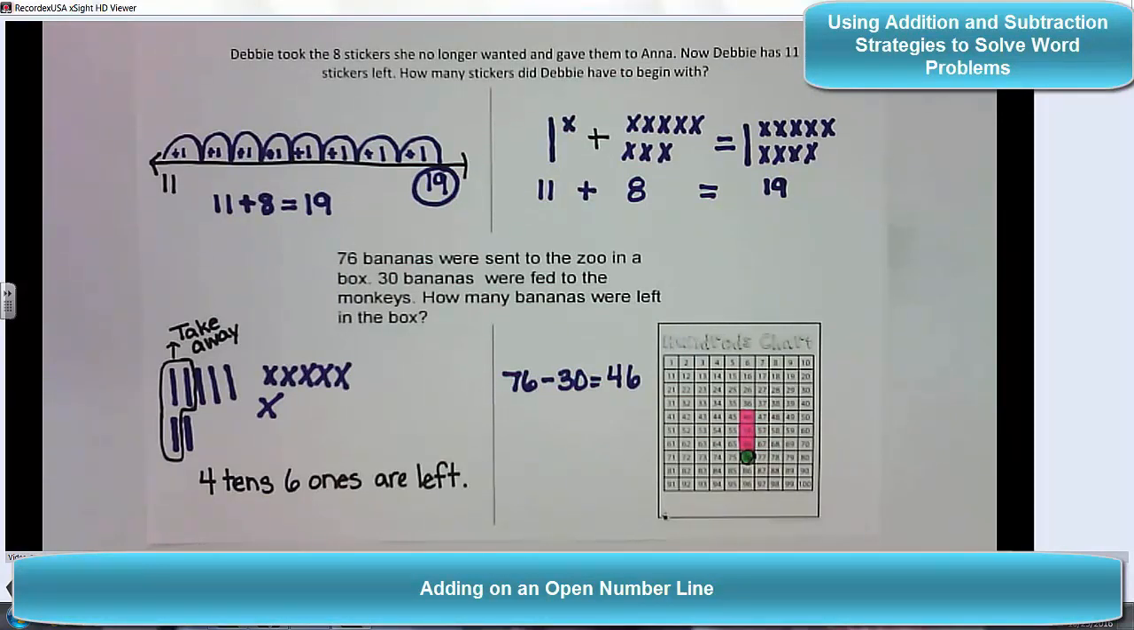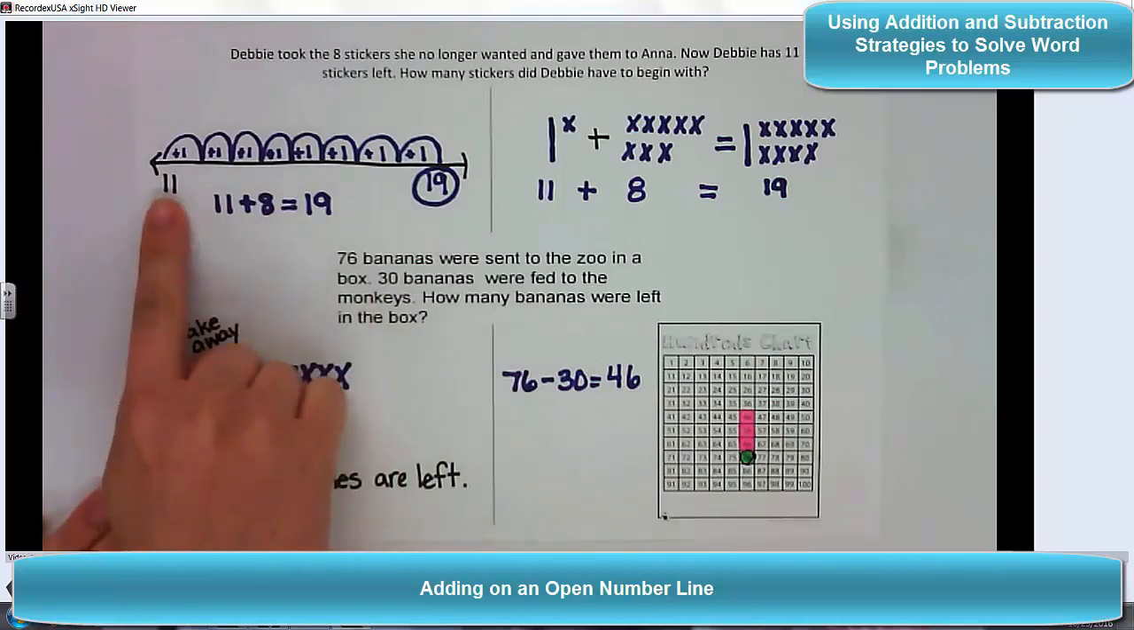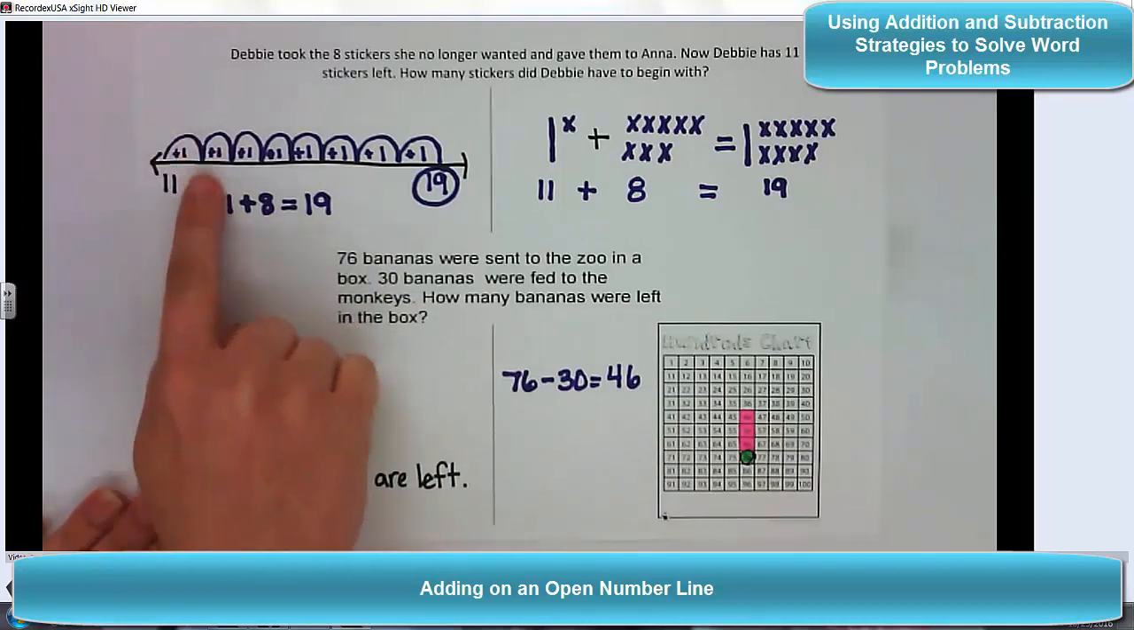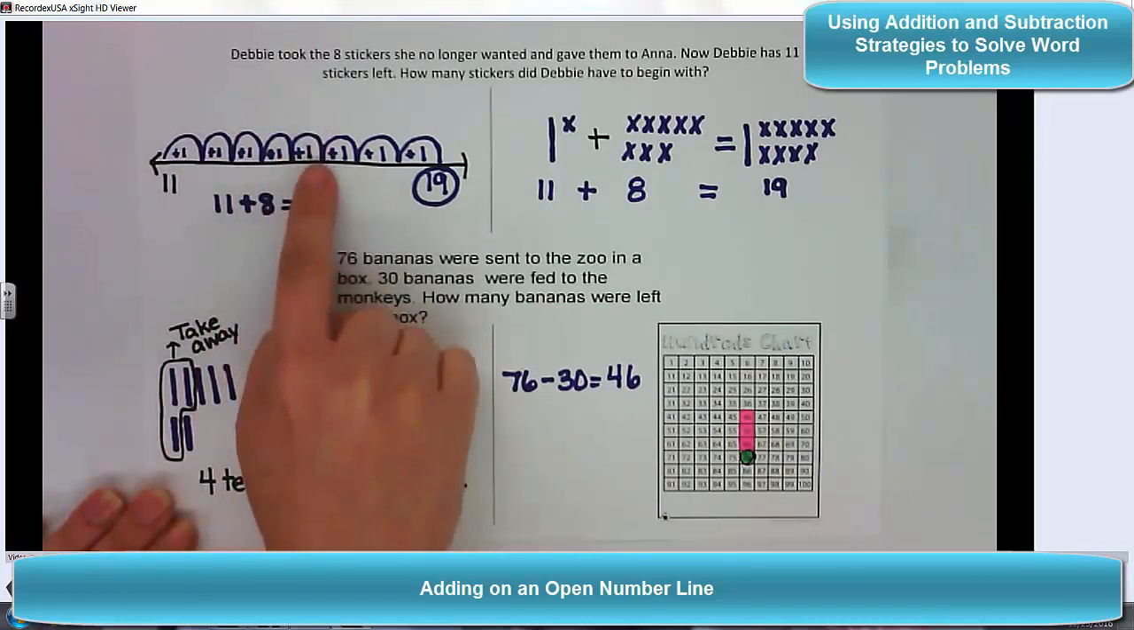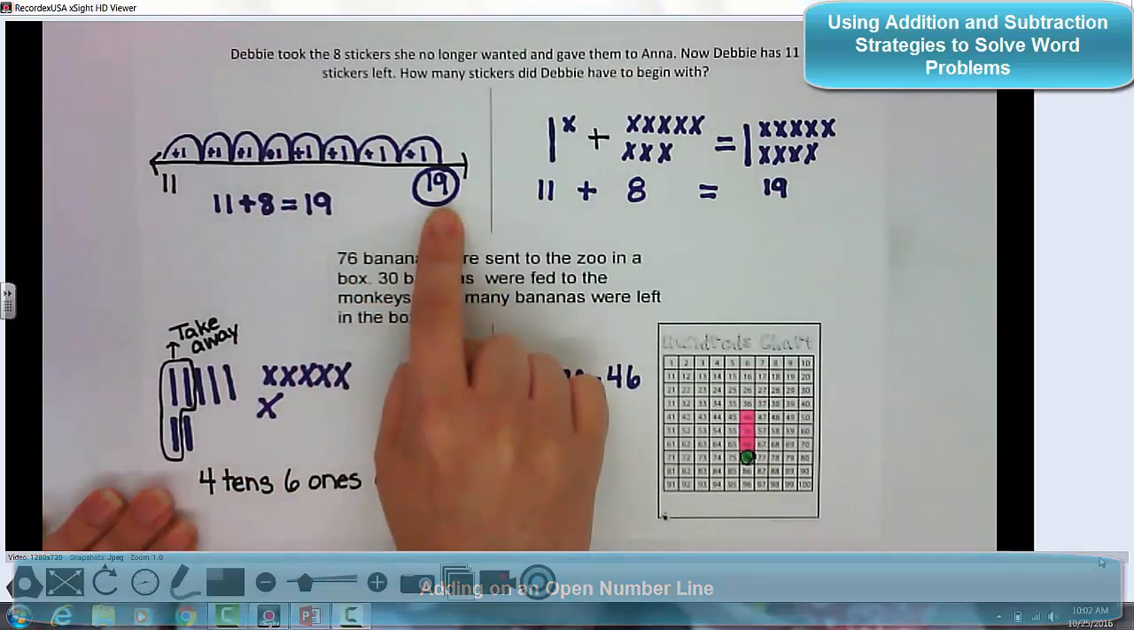On the top, students need to be able to add 11 plus 8 to get a sum of 19 to find the answer. The first strategy is called an open number line strategy, where a child will place the 11 at the beginning, and they will make 8 hops, showing that they are adding 1 each time, and when they're finished with their 8 hops, they have a sum of 19.